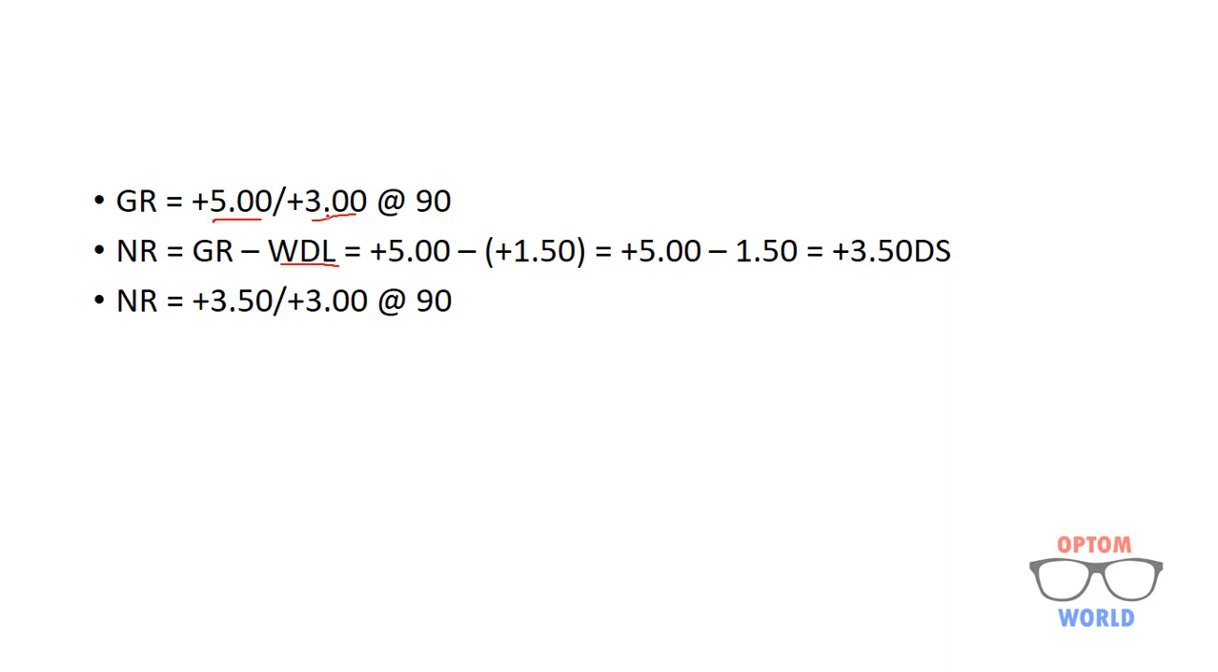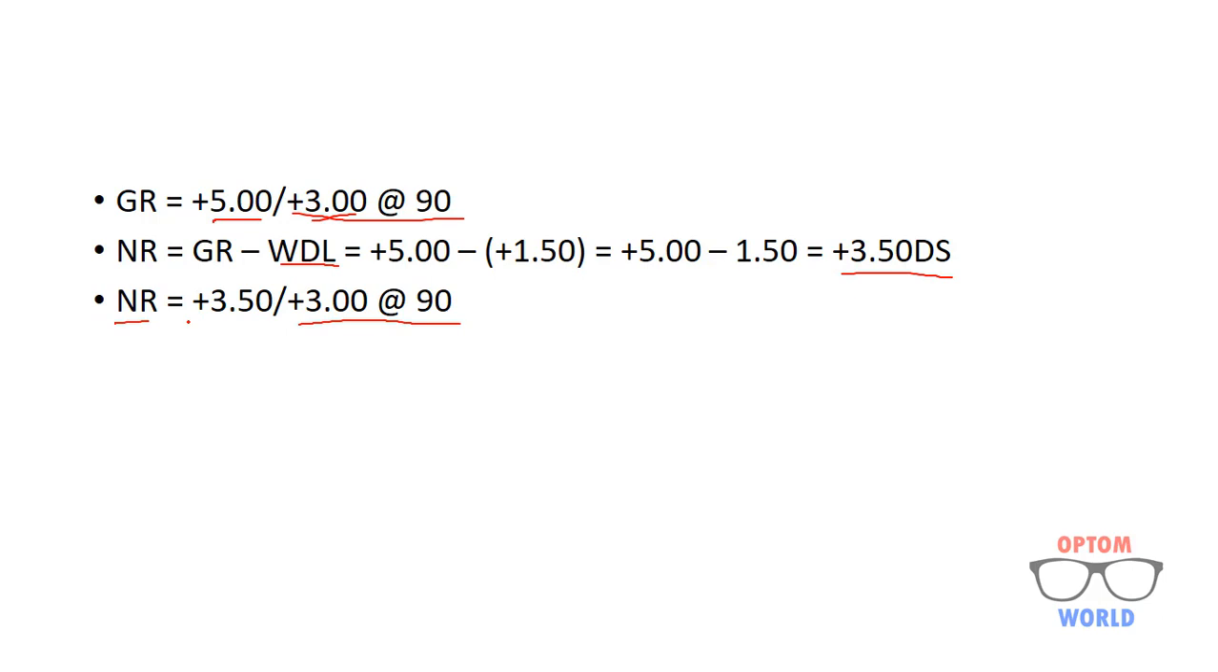Let's calculate the net retinoscopic value. So the formula is same: gross retinoscopic value minus working distance lens. As I have mentioned, we will consider only the spherical power of the gross retinoscopic value. So plus 5 minus working distance lens, I will get plus 3.50. So this will be the sphere for the net retinoscopic value. I will write plus 3.50. The cylinder and its axis and sign remain the same with plus 3 lens at 90 degree. So this is my net retinoscopic value.